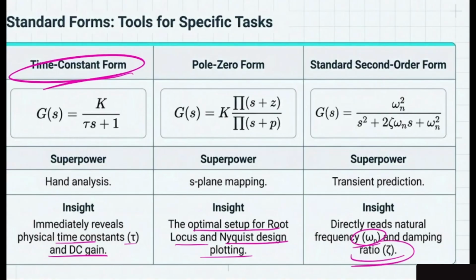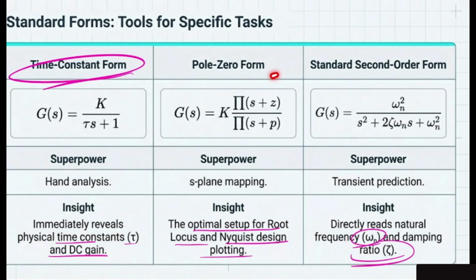DC gain means that your s, which was in the frequency domain, is going to be 0. So you can immediately find your DC value or your DC gain. Another thing, you can find the time constants. That's why we loved it. We have this form, and we can find the time constant, and we can find the gain itself.